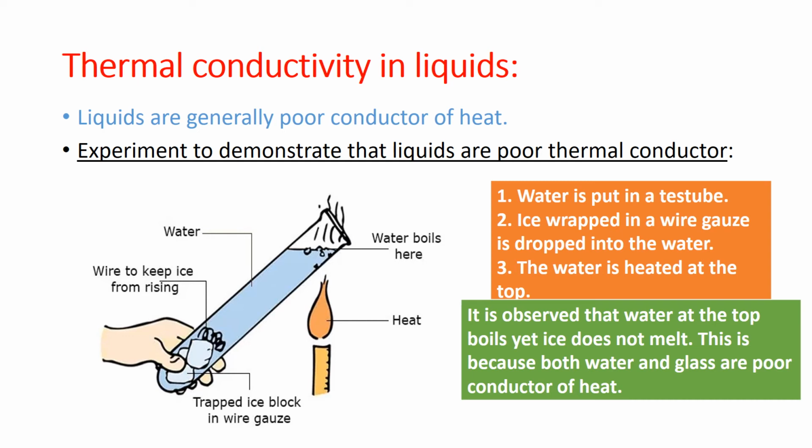Second, we are heating water at the top because there is no way that water will send heat by convection downwards. Convection always moves heat upwards. So we are eliminating heat transfer by convection. So this is a demonstration showing you that water is a poor conductor, because if it were a good conductor, then it would have conducted heat downwards and made the ice melt.